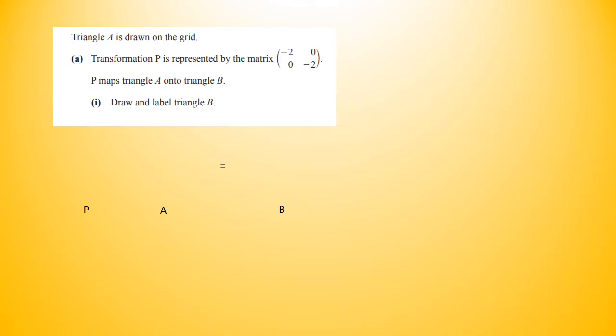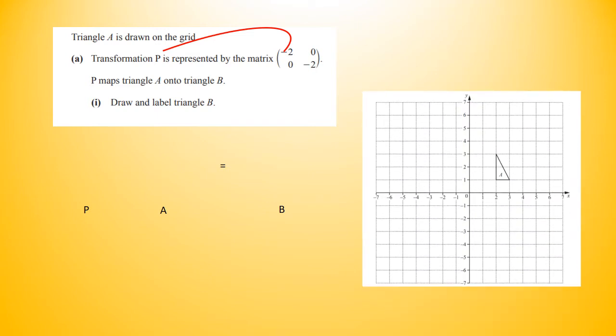Triangle A is drawn on the grid. Transformation P is represented by the matrix -2, 0, 0, -2. P maps triangle A onto triangle B. Draw and label triangle B. So you can clearly see the transformation P is a matrix which is -2, 0, 0, -2. This matrix is used to map triangle A onto triangle B, and triangle A is drawn on the grid.